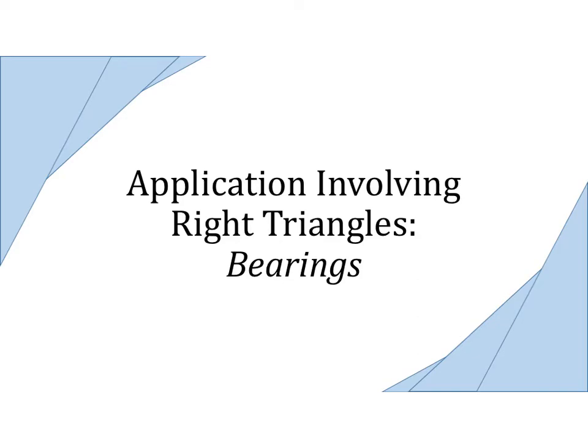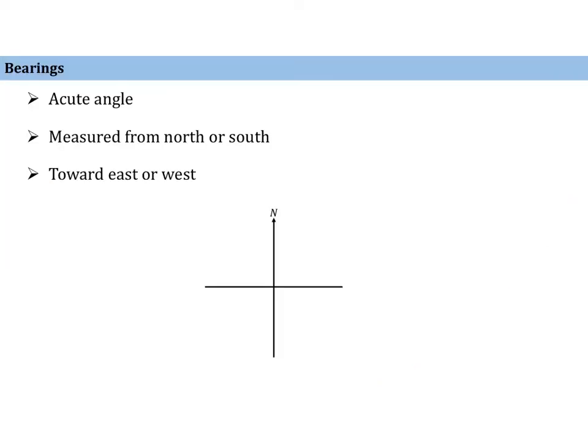Now let's take what we know about solving right triangles and use those techniques to solve navigation problems. When we talk about navigation, we talk about bearings, and bearings are an acute angle measured from the north or south line and measured toward the east or west. So first, let's remember our cardinal directions. North is marked, and then we have east, south, and west.